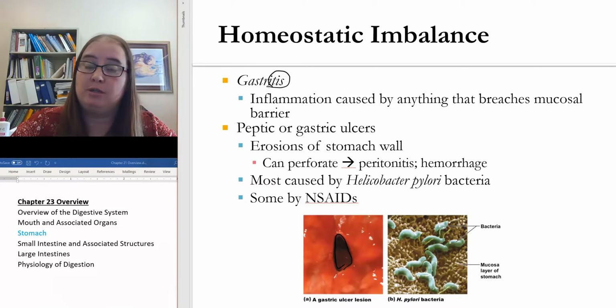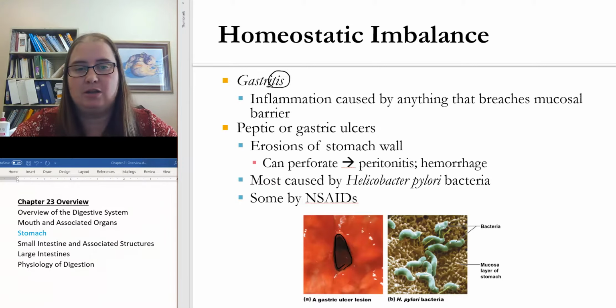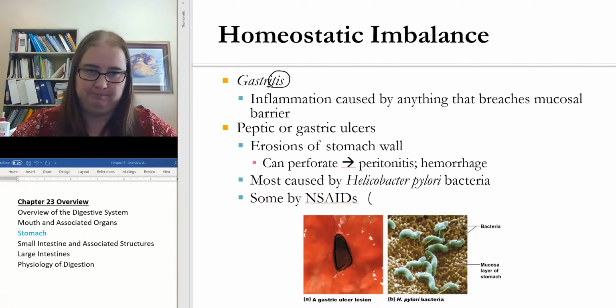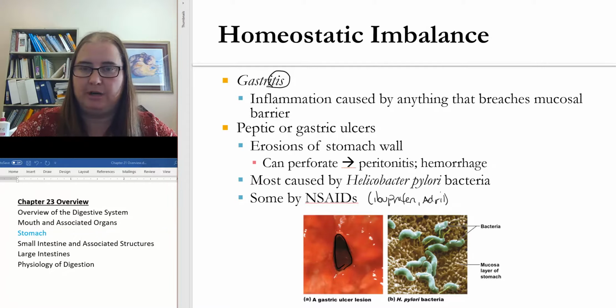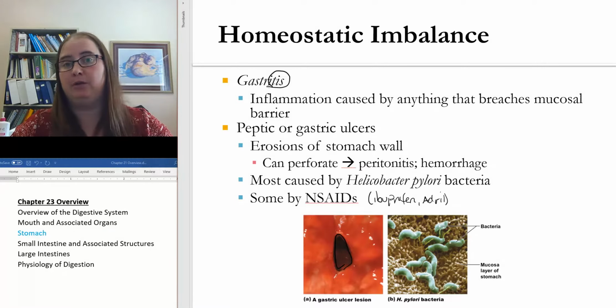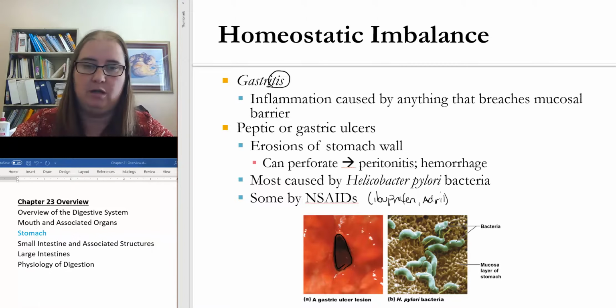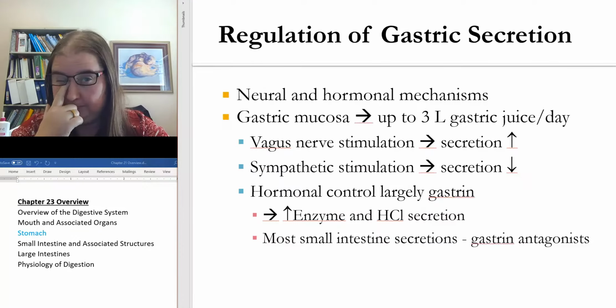Other ulcers can be caused by NSAIDs. NSAIDs are non-steroidal anti-inflammatory drugs. These are things such as ibuprofen, Advil, Motrin. Those are all your NSAIDs that are over the counter. Obviously, there's a lot of non-over-the-counter NSAIDs as well.